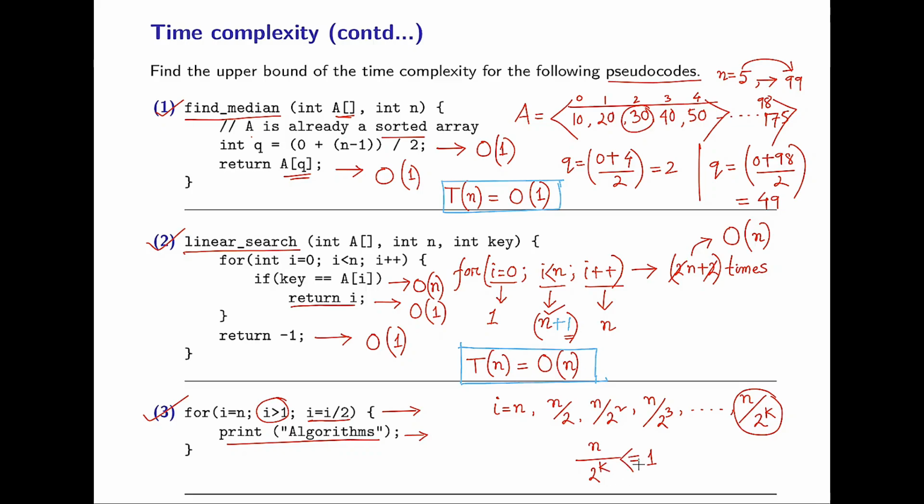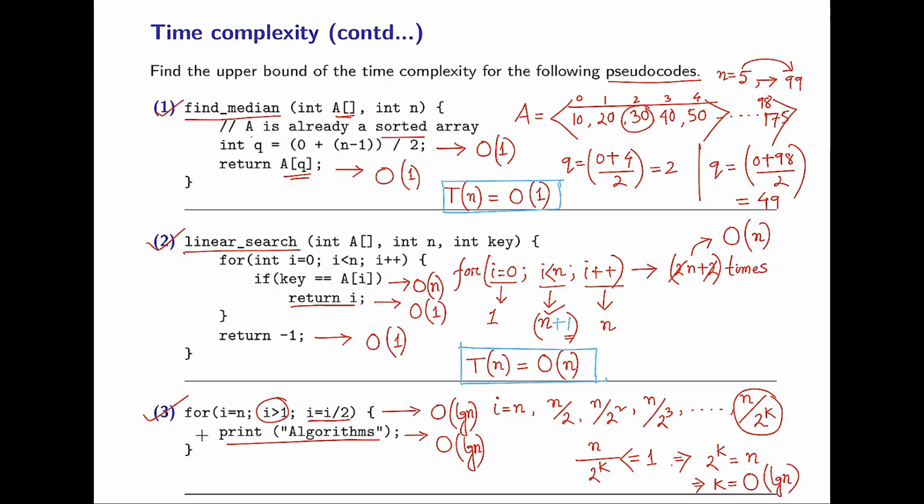Now let's say n by 2 to the power k equal to 1. So 2 to the power k will be equal to n. We do not know k, so what is k? k will be equal to big O log n base 2. Log n base 2 we can write as lg n, that is nothing but log n base 2, the shortened form. So this for loop is going to run big O of log n times, so the statement inside this loop is also going to run big O of log n times.